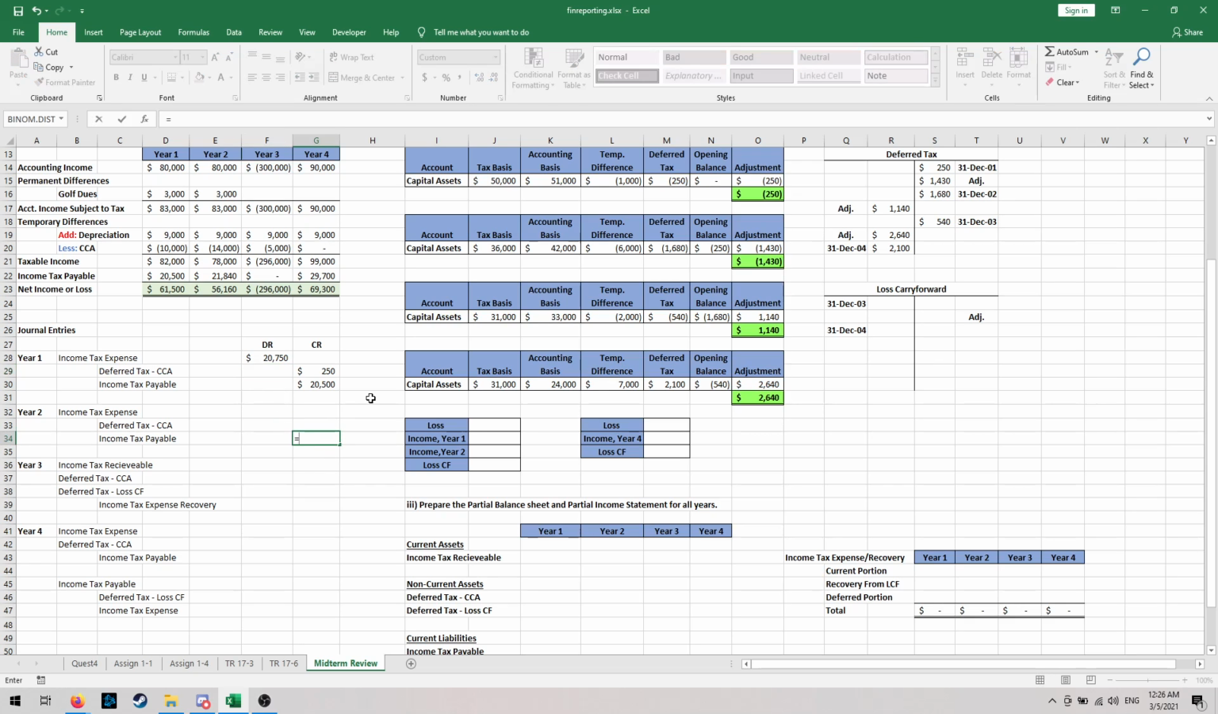And in year 2, it's really the exact same thing. We have an income tax payable of 21,840. We have a deferred tax liability on our CCA. Now remember, we're not entering the ending value. We're entering the adjustment. This journal entry is what adjusts this 250 upwards to 1,680. So we're entering the adjustment for our journal entry. And again, our income tax expense is just a plug. It's the sum of our credits in this case.